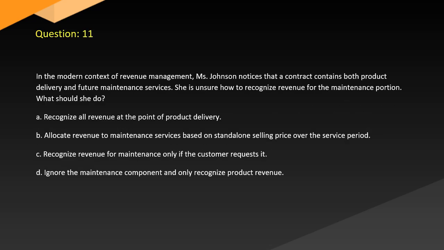Question 11. In a modern context of revenue management, Johnson notices that a contract contains both product delivery and future maintenance services. She is unsure how to recognize revenue for the maintenance portion. What should she do? A. Recognize all revenue at the point of product delivery. B. Allocate revenue to maintenance services based on standalone selling price over the service period. C. Recognize revenue for maintenance only if the customer requests it. D. Ignore the maintenance component and only recognize product revenue.